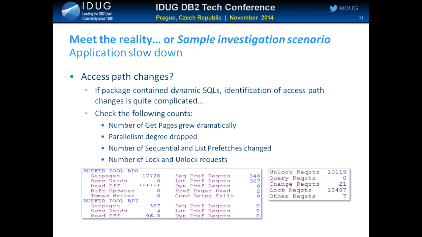Or you may even look at the lock and unlock numbers. Here you may see how many locks it was asking for, so maybe it was repeatedly trying to get some lock and was not able to. It may tell you that something changed in the way the data are being accessed. And if somebody has a better idea how to identify this, I'm more than welcome to hear about that.